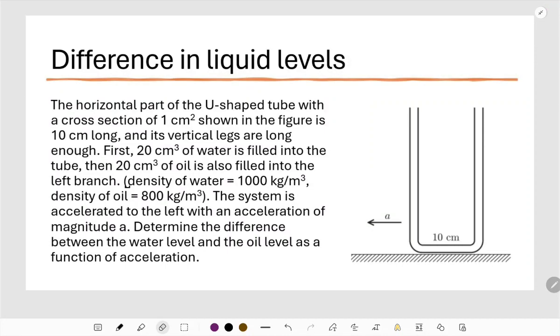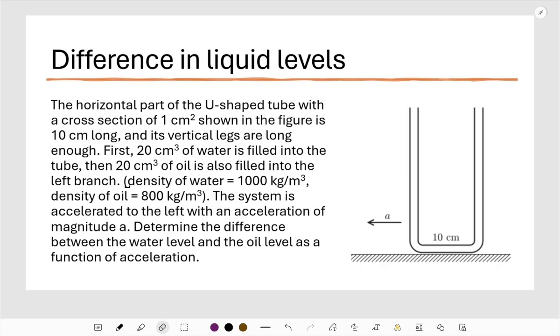Welcome to a new problem solving session. And there is a U-tube problem, a real U-tube, and we need to find out something like the difference in liquid levels. That means the difference in lengths of liquid columns.